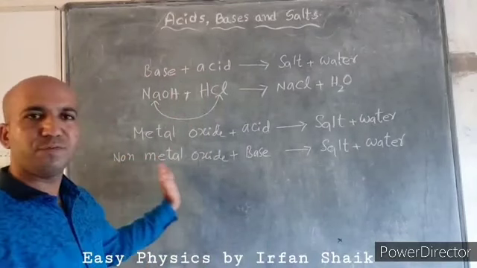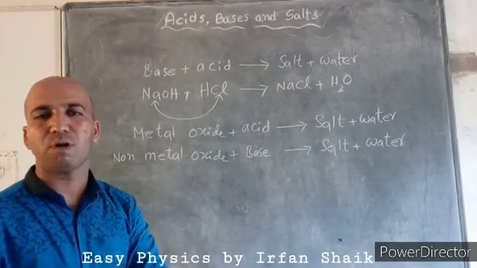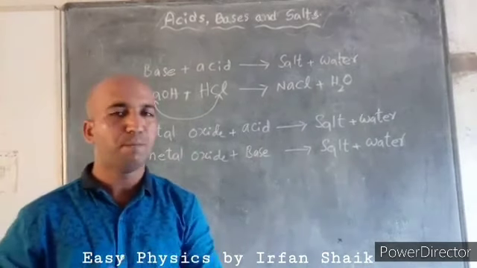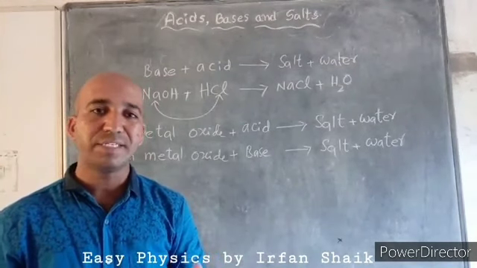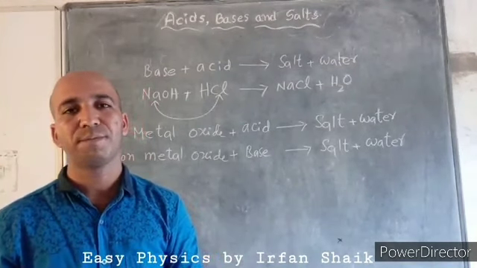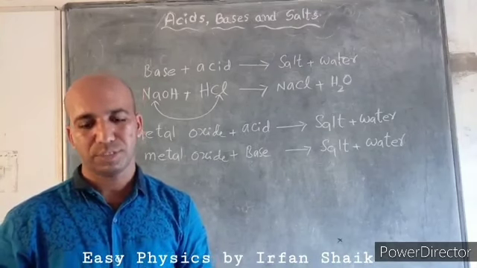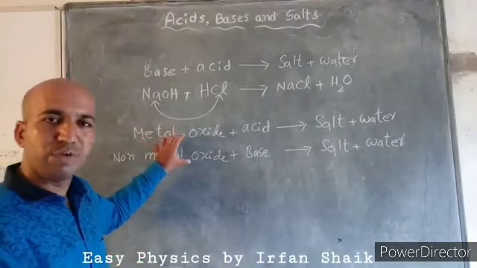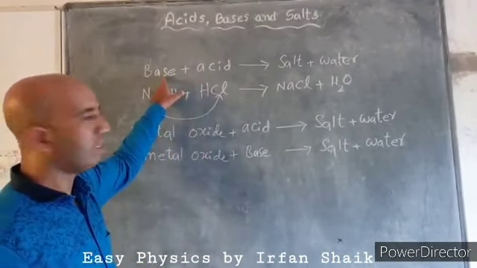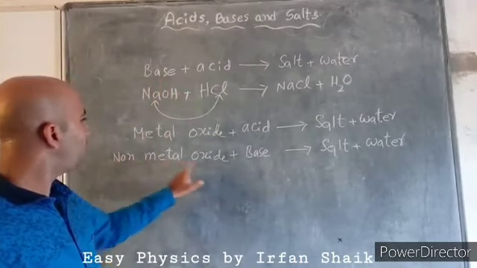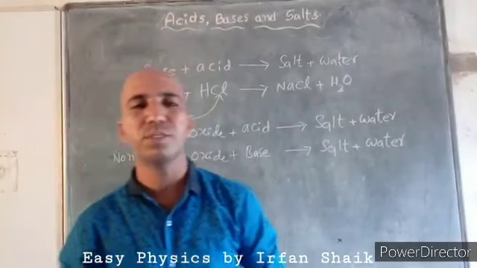What are the examples for non-metallic oxides? For example, carbon dioxide, carbon monoxide, nitrogen oxide, nitrous oxide, sulfur oxide. These are all examples of non-metallic oxides. So by these two equations, we can easily conclude that the nature of metallic oxide is basic, and the nature of non-metallic oxide is acidic. So this is about neutralization reaction.